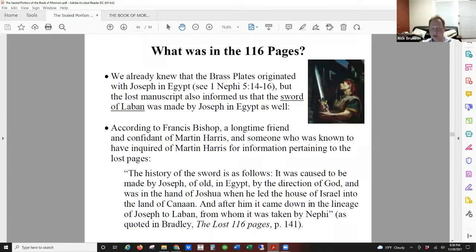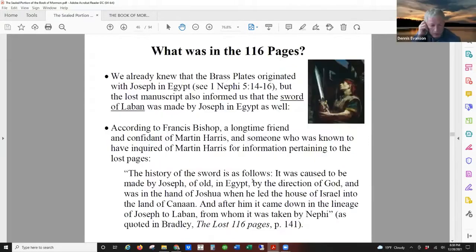So someone who was very close to Martin Harris gave us this information, which is not found in the Book of Mormon. It leads us to believe that it was on the 116 pages, made by Joseph in Egypt, and it was in the hands of Joshua when he came across into Canaan, which is interesting. So that's a likelihood.